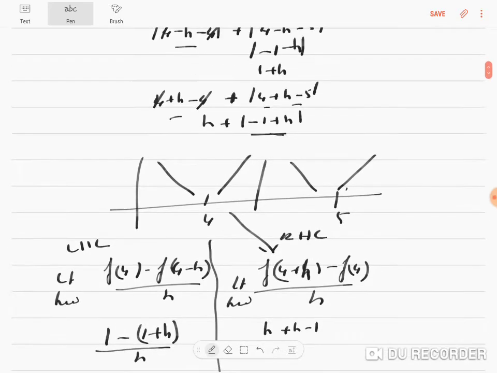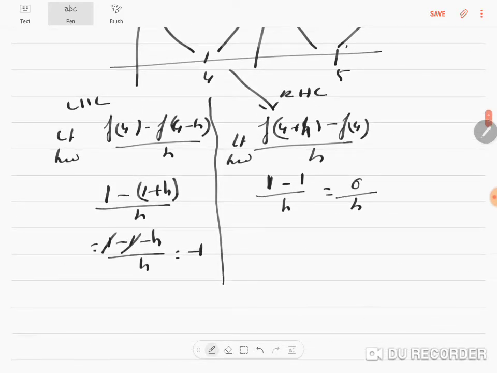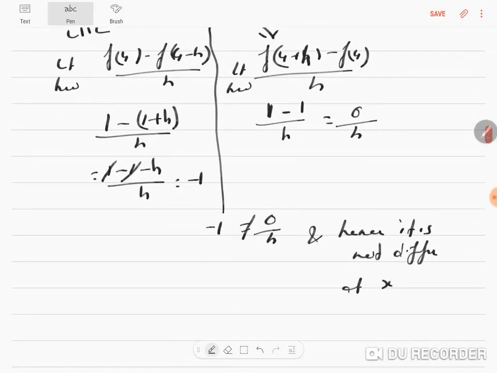What about this? This can also be taken outside the mod and written as h plus minus h plus 1. You can also write like this, correct? If we write like that, h and h will get cancelled, so it will become 1 minus f of 4, which is again 1 by h. On this side you don't have a choice, you will get 0 by h. At least you can justify saying minus 1 is not equal to 0 by h, and hence it is not differentiable at x equal to 4.